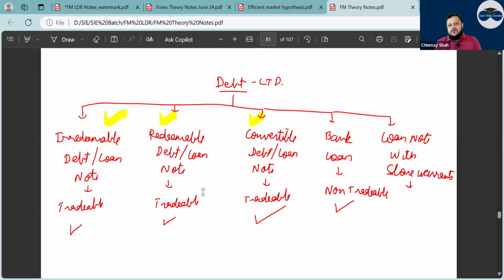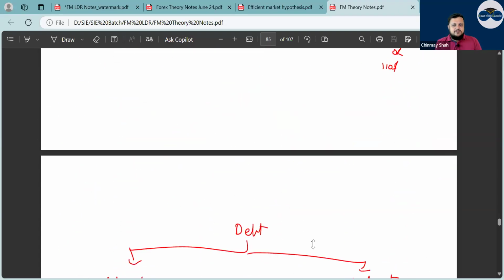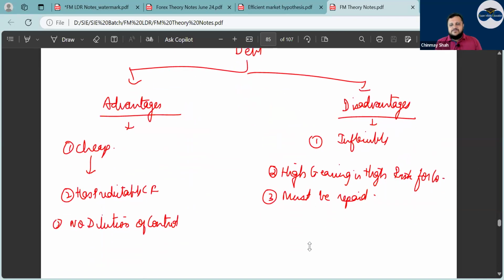Then coming to long-term debt, we've already done redeemable, irredeemable, convertible, bank loan and loan note with share warrant. Only loan note with share warrant is left to do. A loan note is given, and with that a share warrant is added. Share warrant gives you the right to buy the shares at lower cost, correct? So those are there. Then you have advantages and disadvantages.